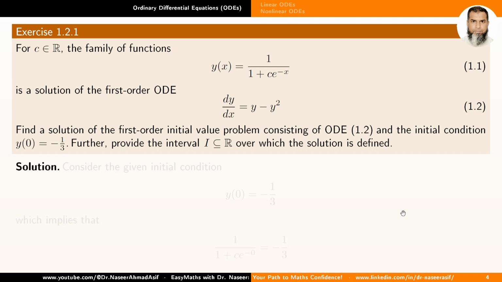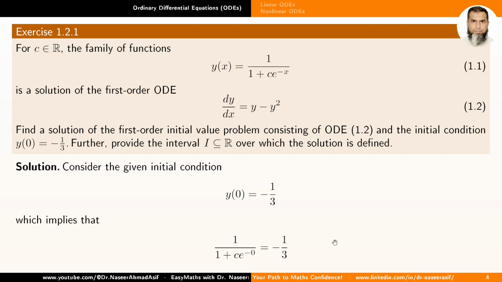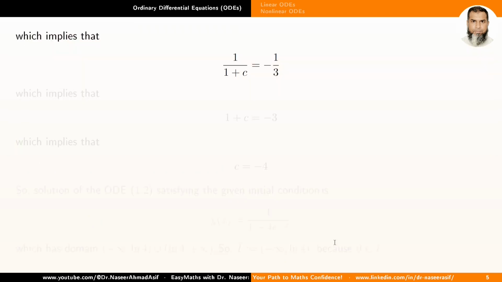Well, see the solution. Consider the given initial condition y of 0 is equal to minus 1 by 3. So 1 over 1 plus c exponential of minus 0 is equal to minus 1 by 3. So we have 1 over 1 plus c is equal to minus 1 by 3. Taking reciprocal, we have 1 plus c is equal to minus 3. So c is minus 4.